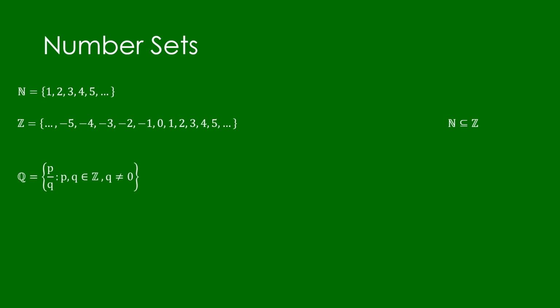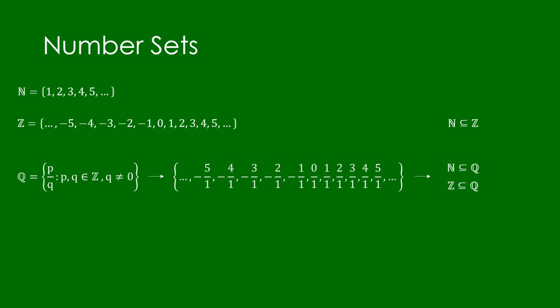Note that if Q is equal to 1, then P can be any integer and or any natural number, since dividing by 1 doesn't really affect or change the number. So we can take the set of integers and represent those numbers as fractions, which would look like this. Therefore, both the set of natural numbers and integer numbers are subsets of the rational numbers.